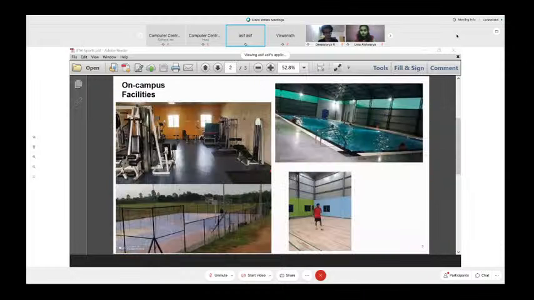The on-campus facilities, this is not an exhaustive list, include a well-equipped gym, a very nice swimming pool, basketball courts, a cricket field, 2 badminton courts, and a squash court. So this is when you are on campus.